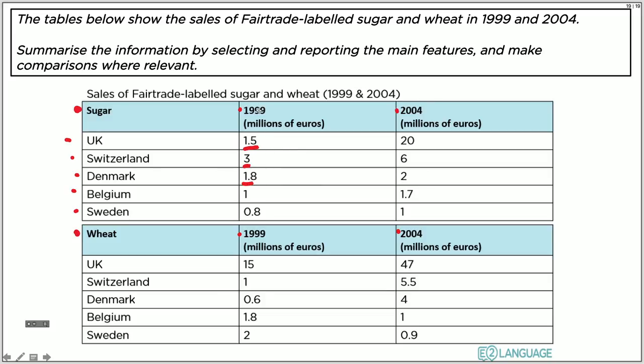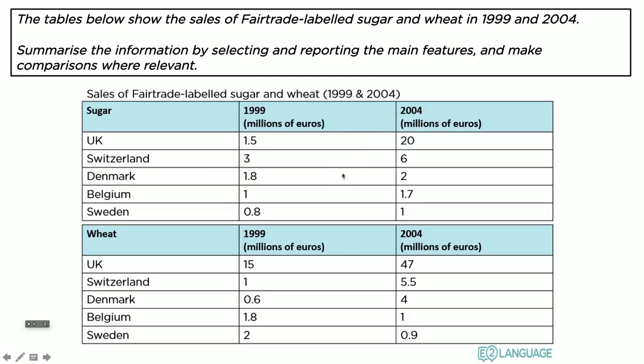So in 1999, the UK spent or sold 1.5 million euros worth of sugar, okay? In 2004, they spent 20 million euros worth of sugar, okay? So you can see there's been a large increase from 1999 to 2004.